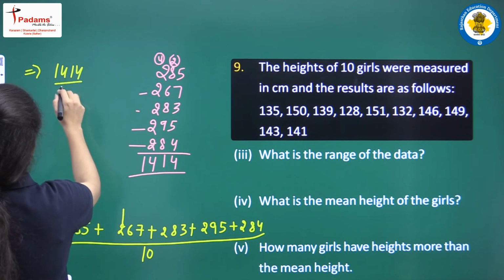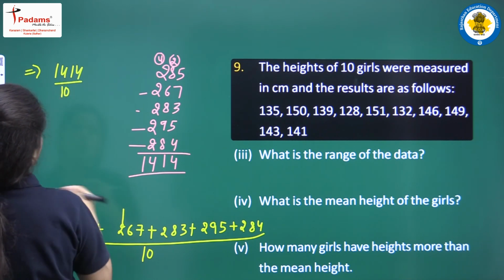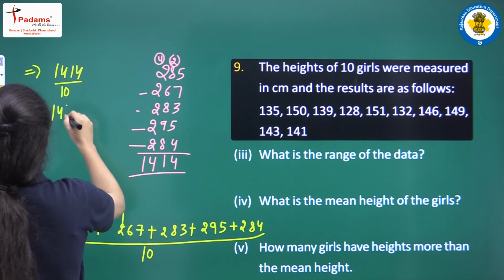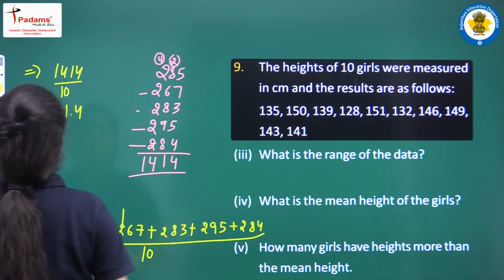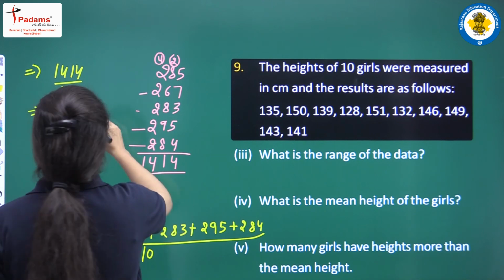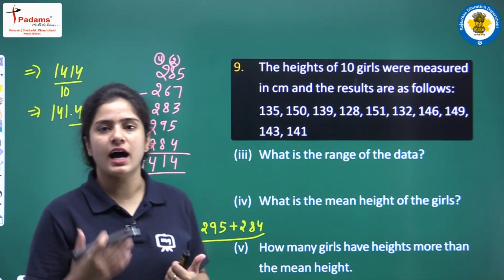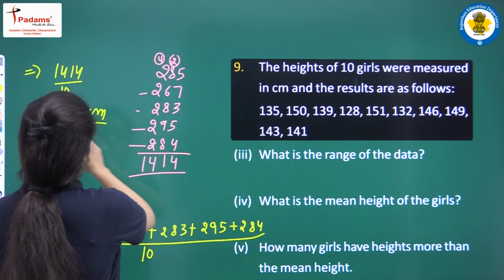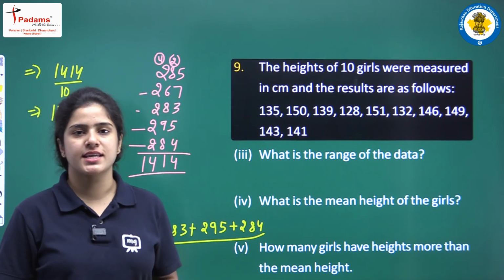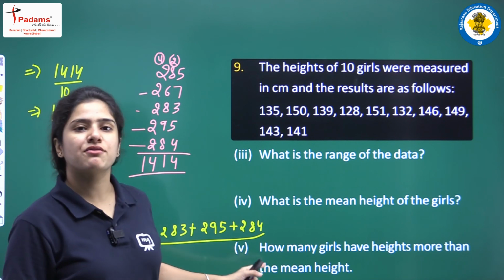Divided by 10. So what is the mean height? 141.4 centimeters. So the mean of the heights of the girls is 141.4 centimeters. Now students, the fifth question.